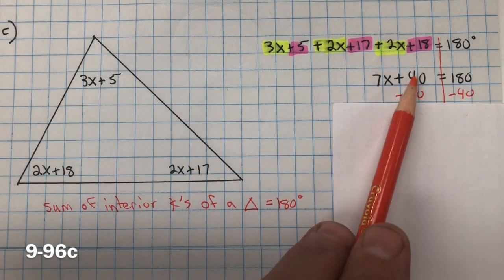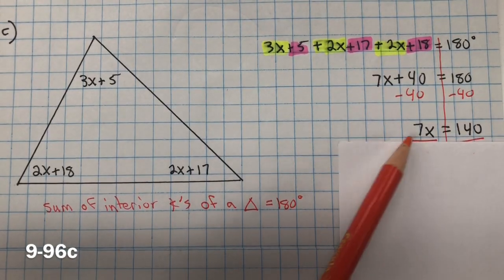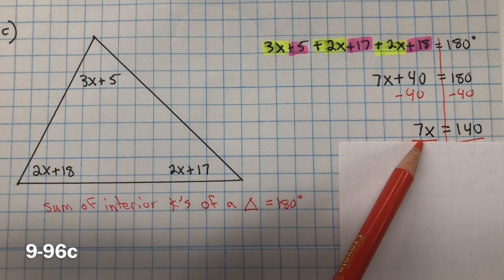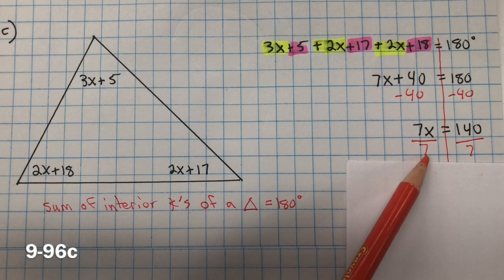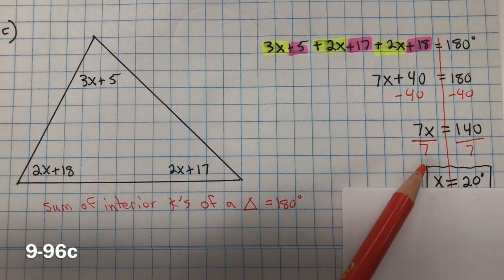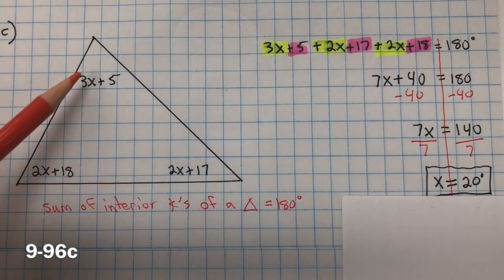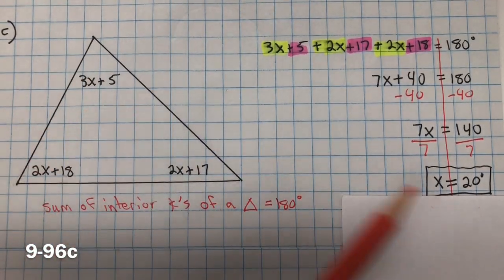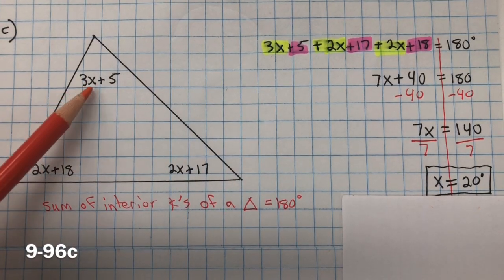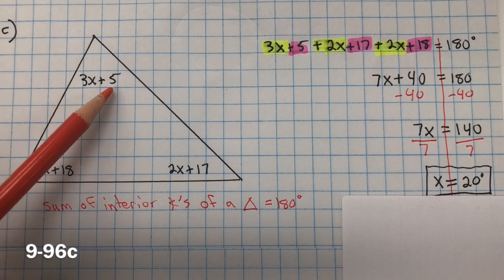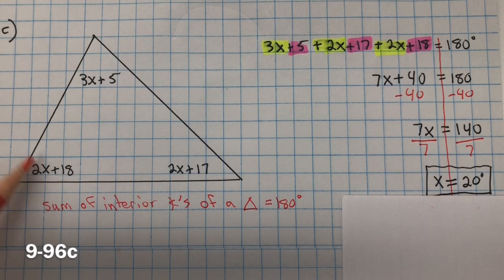Subtract 40 from both sides, and inverse property of addition is subtraction. Zero pair. 7x equals 140. Inverse property of multiplication is division. Created big 1. 140 divided by 7 equals 20. So x equals 20. If you needed to find the measure of each of these angles, you could go ahead and substitute x with 20. So 3 multiplied by 20 is 60, plus 5 is 65. And you could do that for each of the angles.